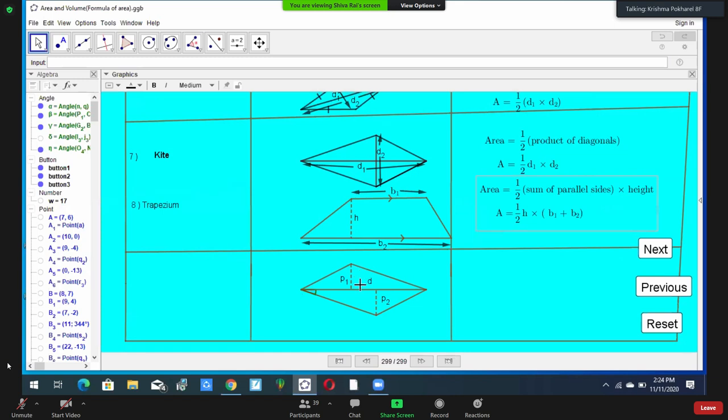This upper one and this lower one, two triangles. If you can find out the area of this upper triangle and the area of the lower triangle and add them, you'll get the area of the quadrilateral. Like this you can find.